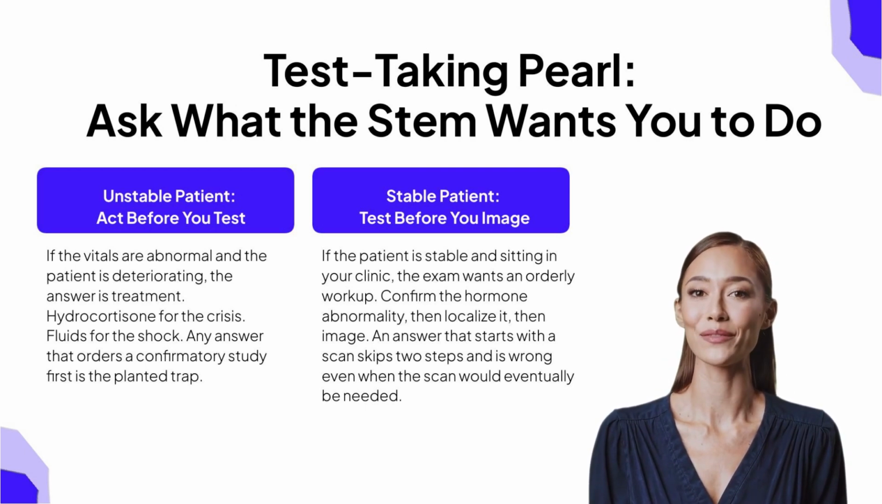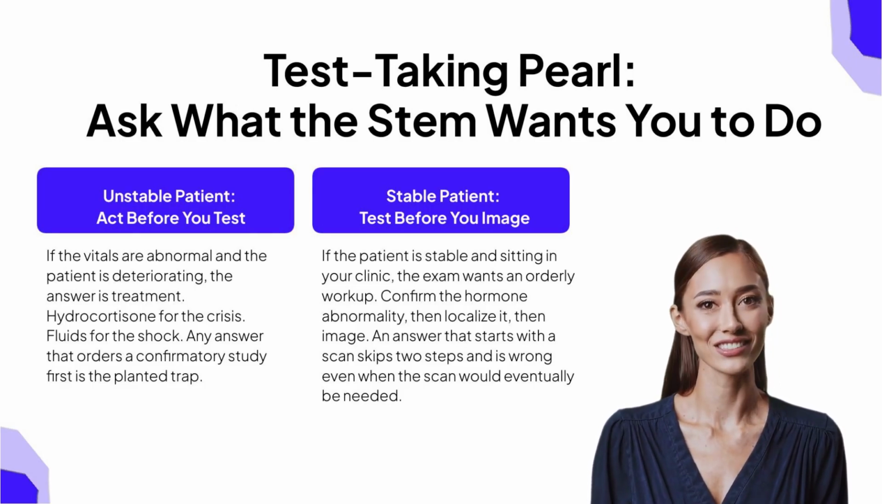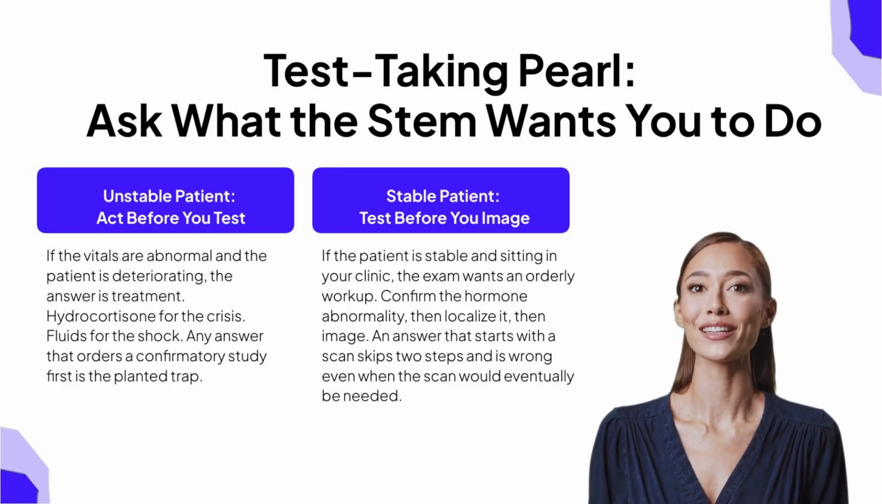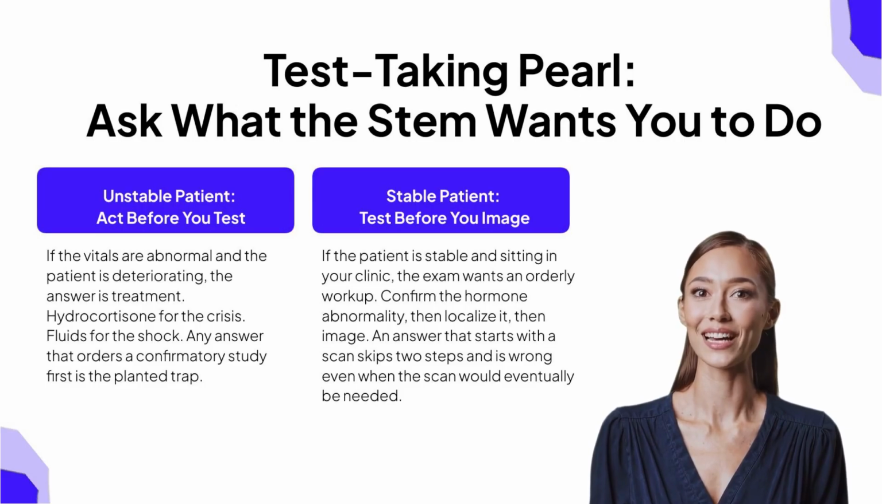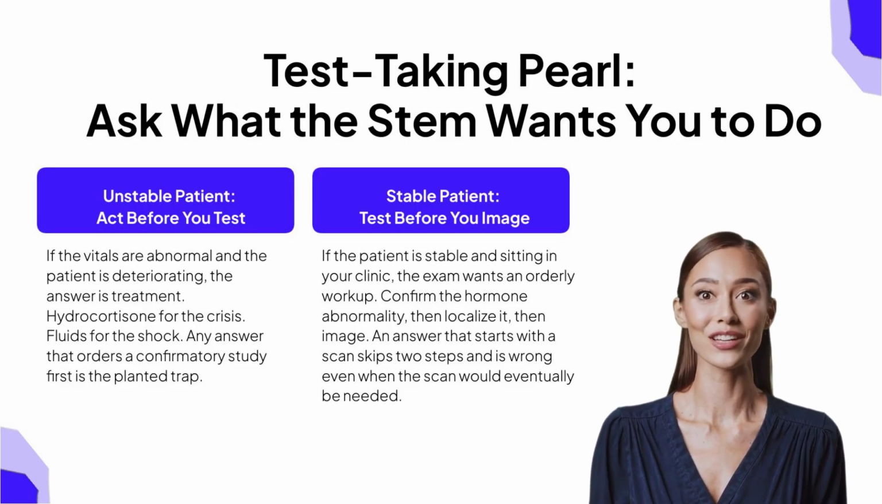Mode 2, the stable patient. If the patient is comfortable in your clinic, the exam wants an orderly, cost-effective workup. Confirm the hormone abnormality first, localize second, image last. A choice that opens with a scan skipped 2 steps. And it's wrong even when that scan is eventually needed. Sort every stem into unstable or stable before reading the options, and half the choices disqualify themselves.